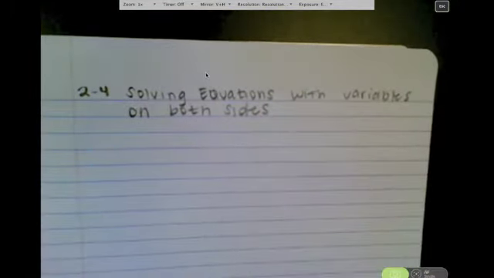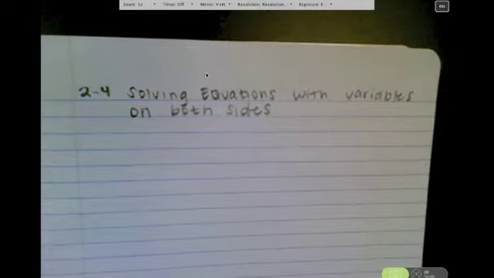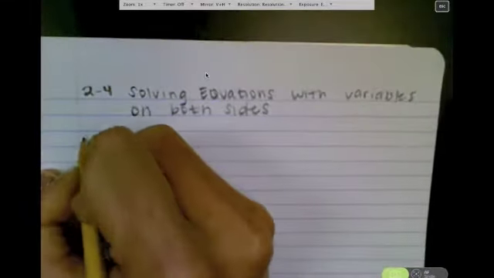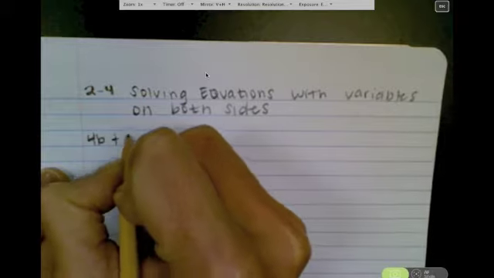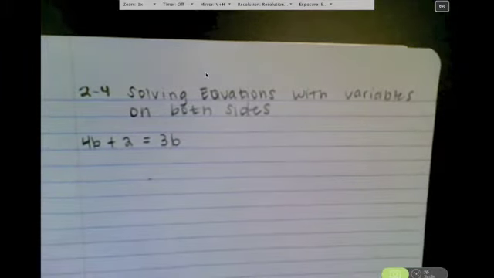So far in Chapter 2, all we've seen is equations with variables on only one side. Today we're going to start to see equations that have the variable on both the left and right side of the equal sign. For example, 4b plus 2 equals 3b. So you're going to solve these equations in a very similar way. You just have to make sure that you move both of the variables to one side of the equal sign before you start to solve.